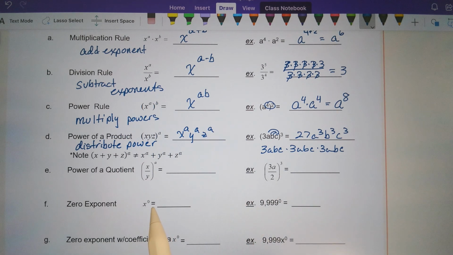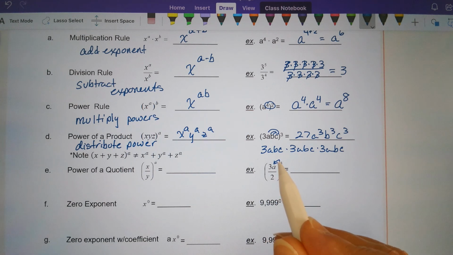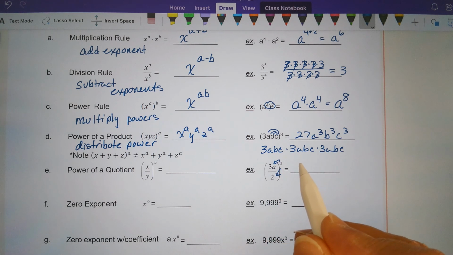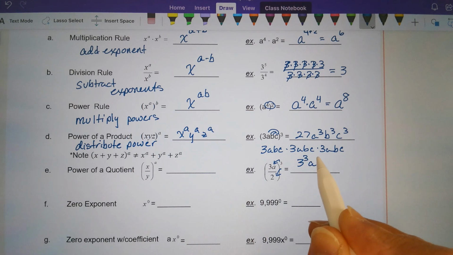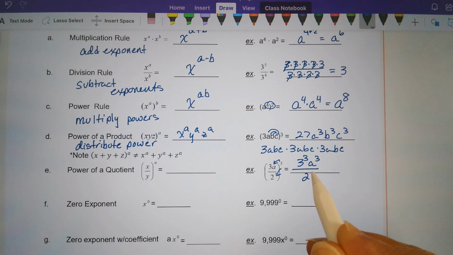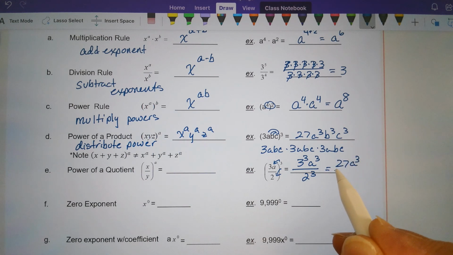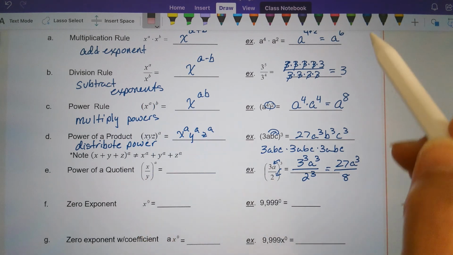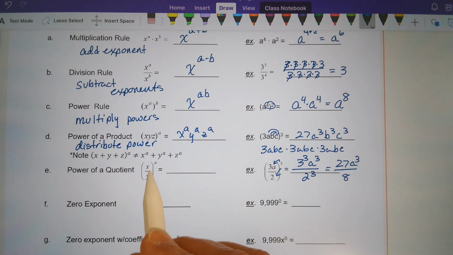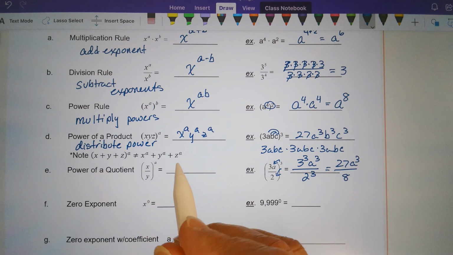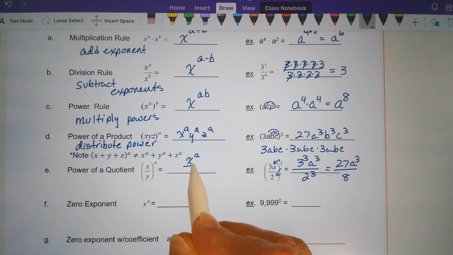The same applies if we have a quotient, okay? In our example here, we have 3a divided by 2 raised to the power of 3. So this distributes to both the numerator and denominator. So we would have 3 to the power of 3, a to the power of 3, over 2 to the power of 3. And I can leave that or clean it up a little bit. That'd be 27a to the 3rd over 8. So our quotient here, x divided by y raised to the a, is going to be x to the a, y to the a.